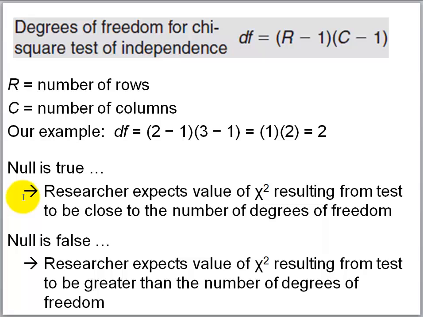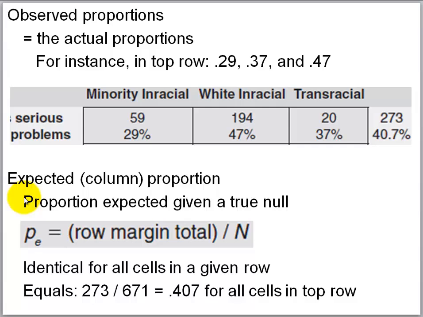Now, just as is the case with the one variable chi-square test, when the null is true, the researcher expects the value of the obtained chi-square to be reasonably close to the number of degrees of freedom. When the null is false, one expects the value of chi-square that is computed to be greater, often considerably so, than the number of degrees of freedom. So you encountered observed and expected proportions and observed and expected frequencies for the one variable chi-square test, and these same terms come up again for the chi-square test of independence.